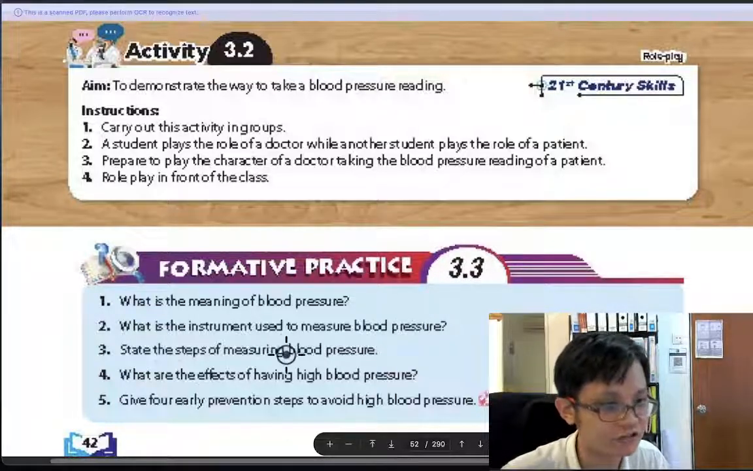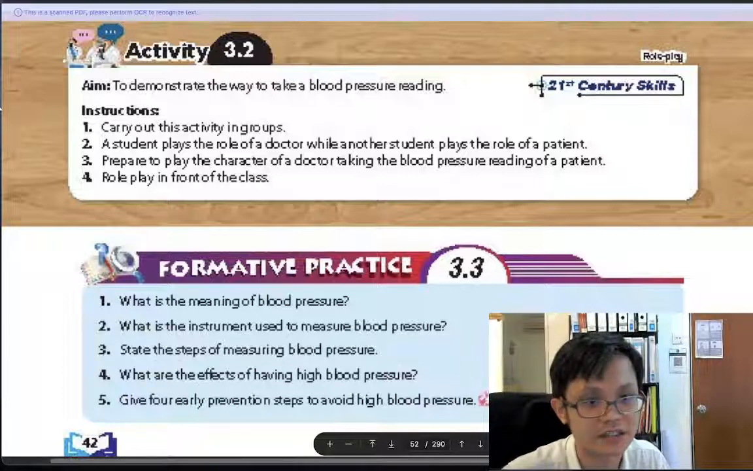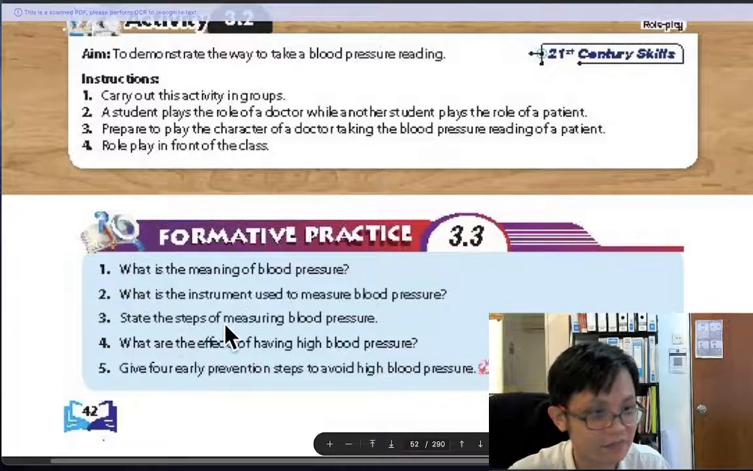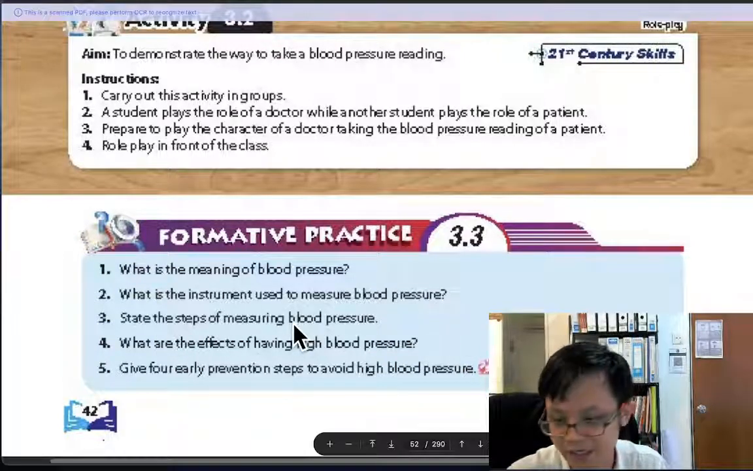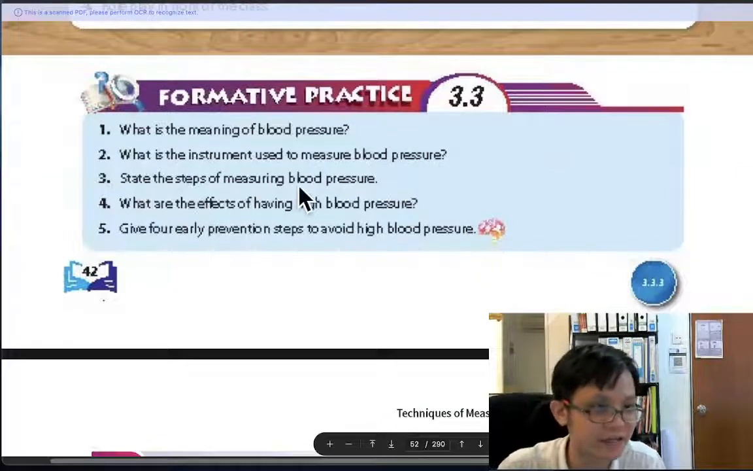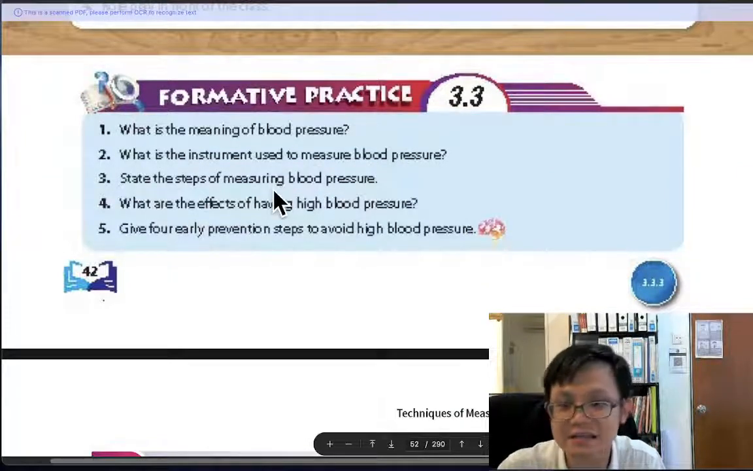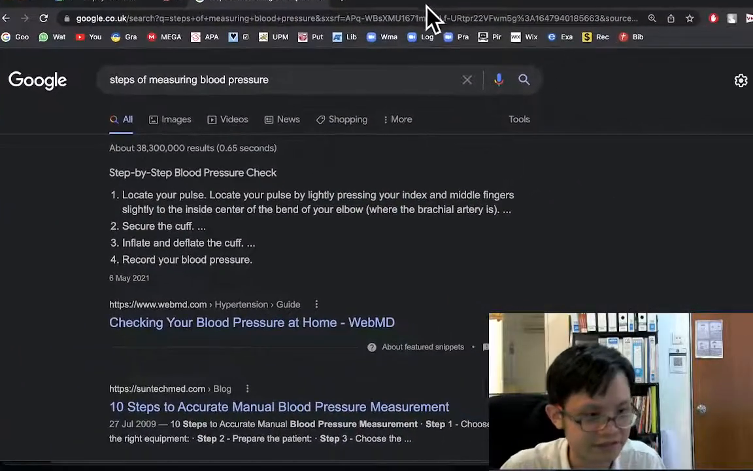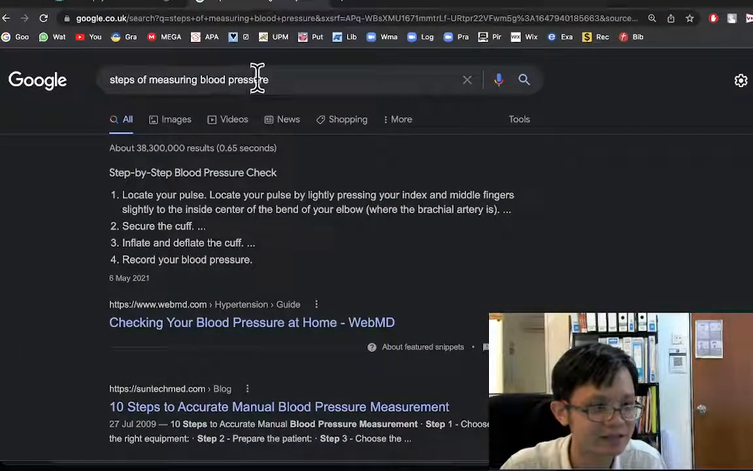What is the instrument used to measure blood pressure? Very good. Okay, sphygmomanometer. State the steps of measuring the blood pressure. So of course, the steps to measure the blood pressure, the answer is in Google. Yes, it's in Google. Just search steps of measuring your blood pressure.